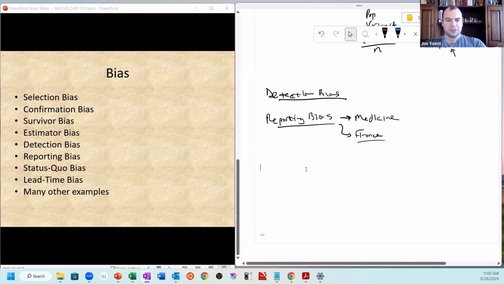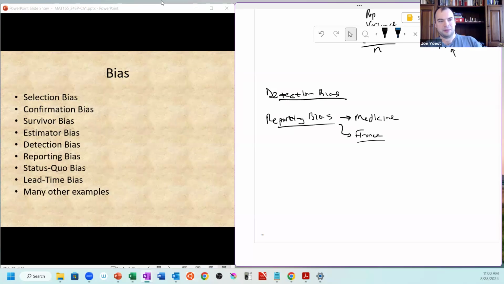Okay, so any questions on either this slide or anything from chapter 1? All right, let me swap out my PowerPoints here then.